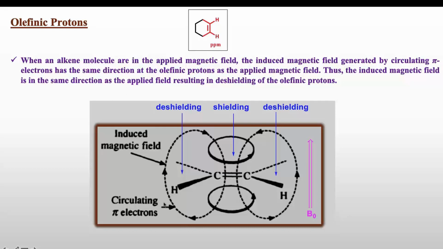So any proton that falls in this region will come at higher chemical shift value, and any proton in this region will come at lower chemical shift value, because a proton in this region will be more deshielded, so it will experience more field. If there is more field experienced by the nucleus, there will be more gap between the energy states of the protons. The larger the energy gap, the higher the energy required for resonance.